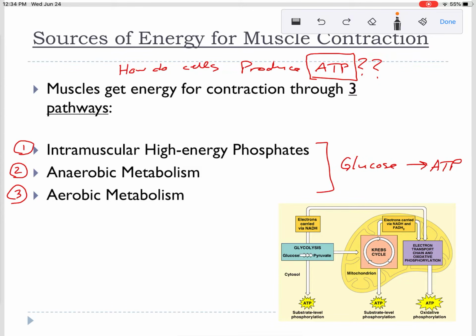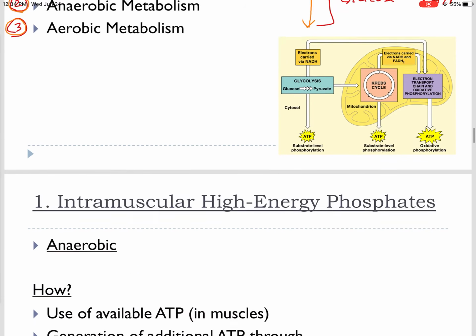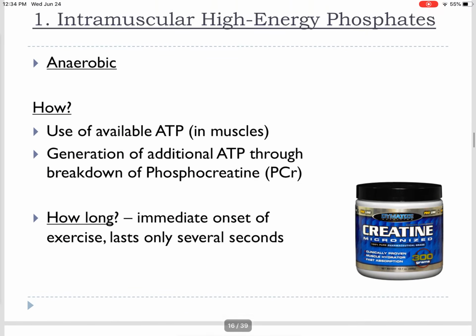The first series of chemical reactions that must happen are something called the intramuscular high energy phosphates. That happens first. Then we move on to another series of chemical reactions called anaerobic metabolism. And we finally move into our final set of chemical reactions called aerobic metabolism. So these series of chemical reactions occur in this order. Be able to put them in order.